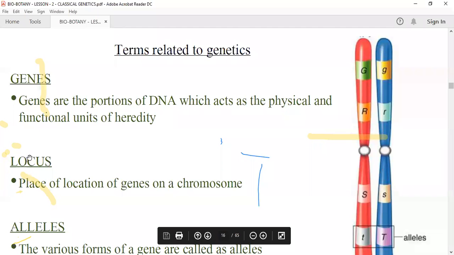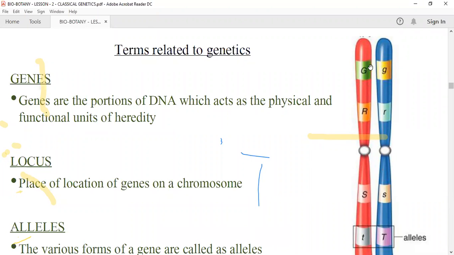Next, locus. The place or location of a gene on a chromosome is called the locus. So this is the locus of the gene. The gene G is present in this locus. This green place is called one locus, and here this R is another locus where the gene R is present. It is the same way.